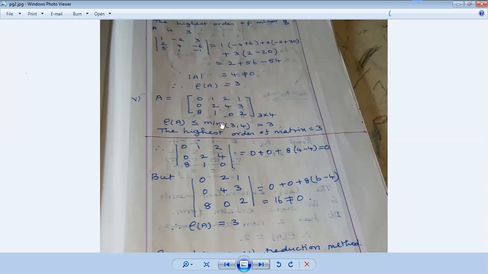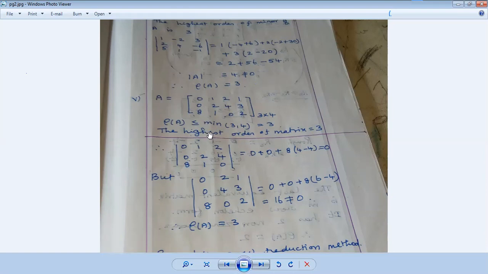The order is 3. But here we can take first row, second row, third row, and first column, second column, third column. Or you can take first column, third column, fourth column. Or you can take second column, third column, fourth column, whatever it may be. If at least one determinant value is not equal to 0, then the rank is 3. Here, when you take the first column, second column, and third column, the determinant value is equal to 0. Then you cannot say the rank is 2. Consider some other determinant of order 3.